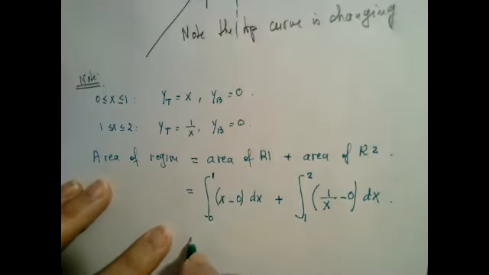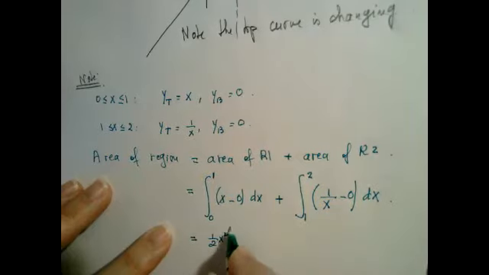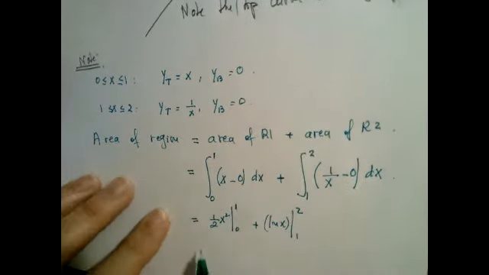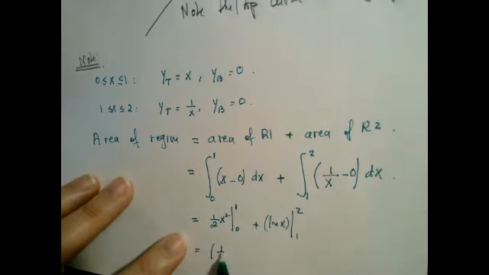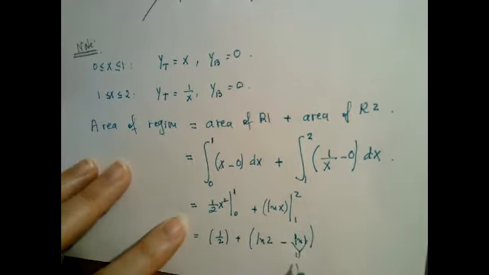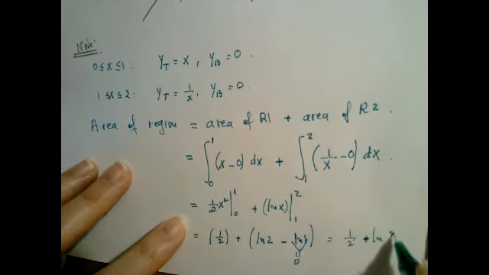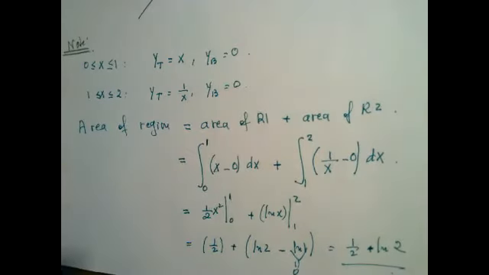And finally, it's going to be equal to one half x squared between 0 and 1, plus ln of x between 1 and 2. And the rest you guys finish. So it's going to give me one half plus ln of 2 minus ln of 1, which is equal to 0. So this will leave me with one half plus ln of 2. Okay.